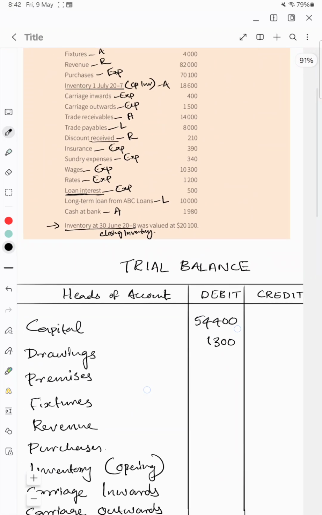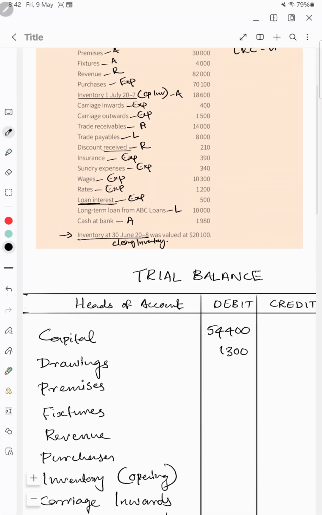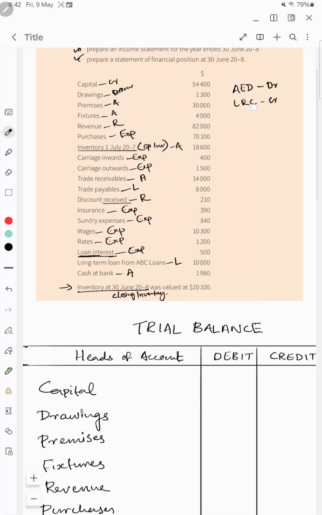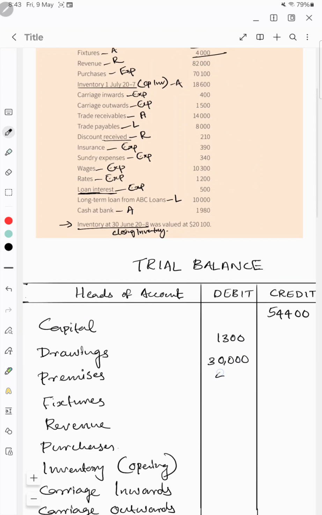There are two sides for the trial balance: debit as well as credit. Capital will be a credit balance account, isn't it? Liabilities, revenues, and capital will be credit balance. So capital 54,400 will be on the credit side. Drawing is a debit balance account, so drawing will be 1,300. Then premises is 30,000, it's an asset, so you can write it on the debit side. Fixtures is 4,000, asset.